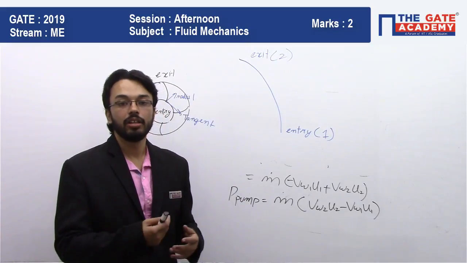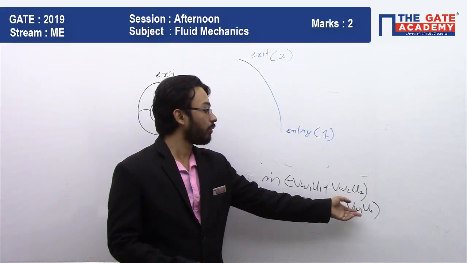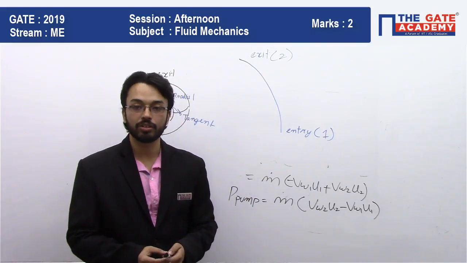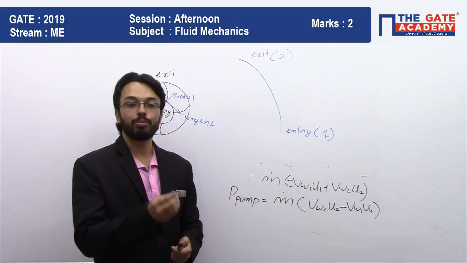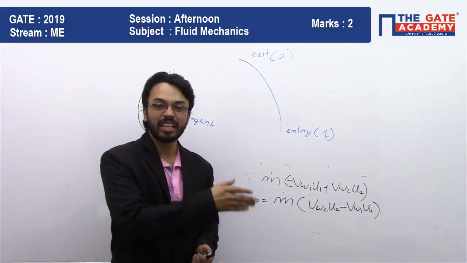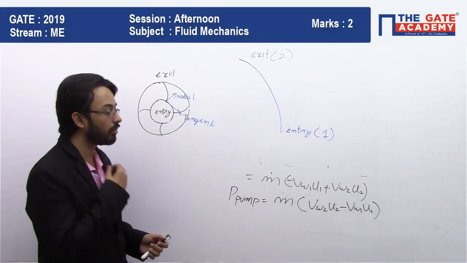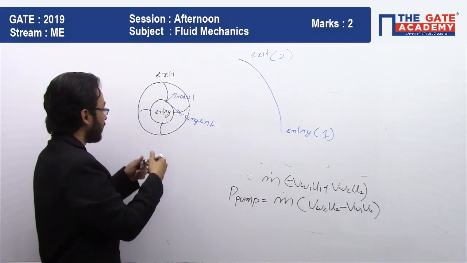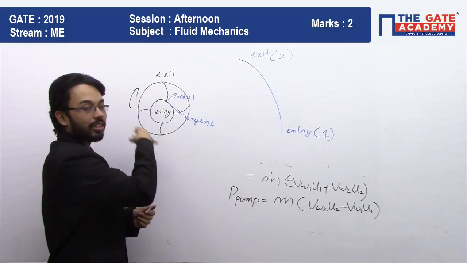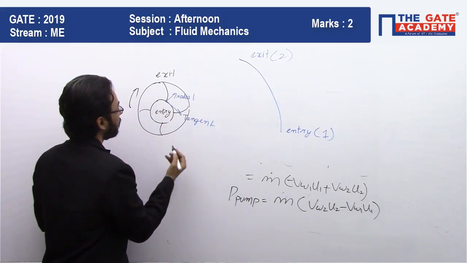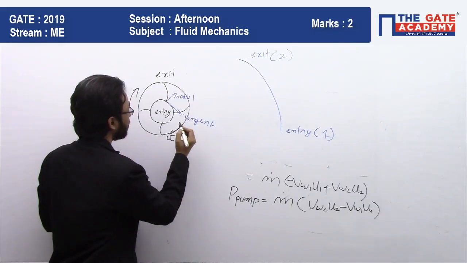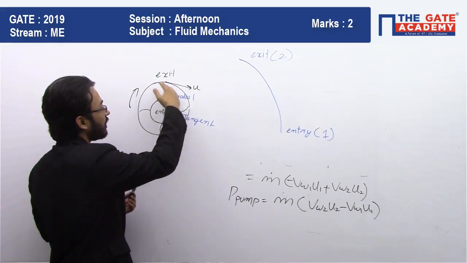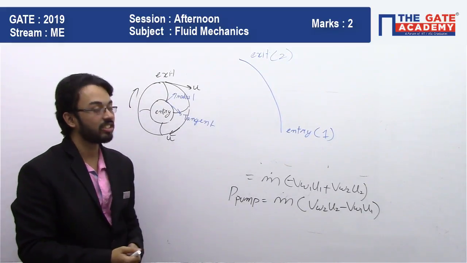What is whirl velocity? VW1 is nothing but the component of absolute velocity of water in the tangential direction, that is, in the direction of u. If the impeller is rotating like this, then u will be along this direction. At any point, u will be along this direction. So basically, u is in the tangential direction.